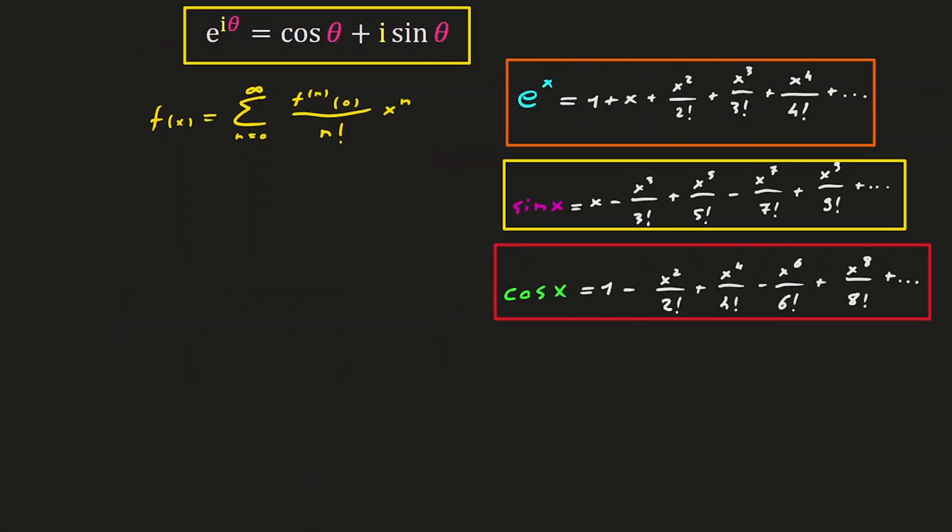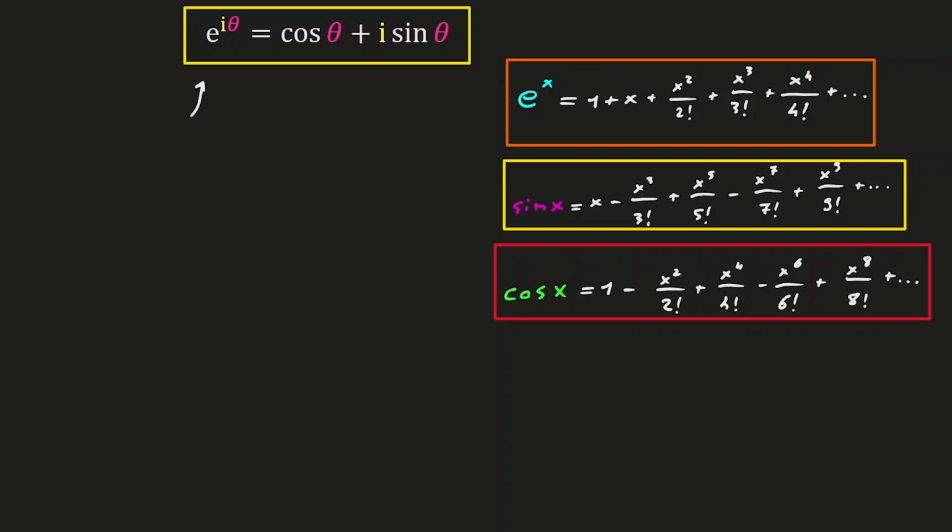Okay guys, now we have our three series right here for e to the x, sine of x and cosine of x. But why do we need those series? Well, there is a simple explanation to this.